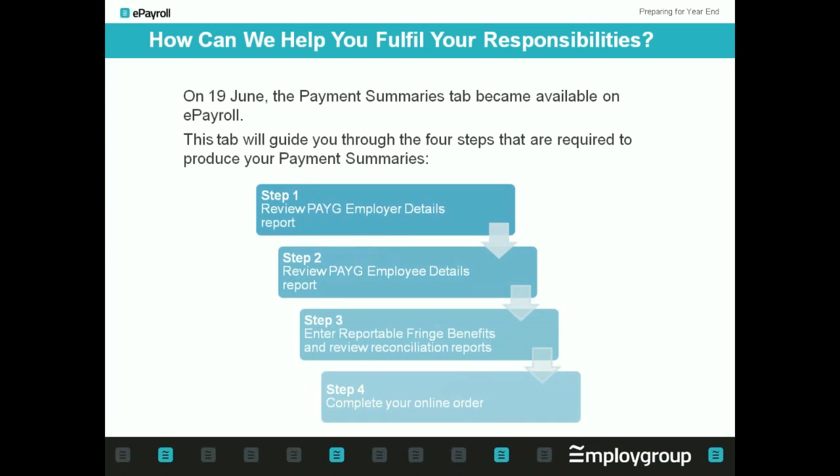Those 4 steps are: Step 1, review the PAYG Employer Details Report. Step 2 is to review the Employee Details Report. Step 3 is to enter any reportable fringe benefits and review the reconciliation reports, and Step 4 is to complete your online order, and we'll have a look at those steps in a little more detail.